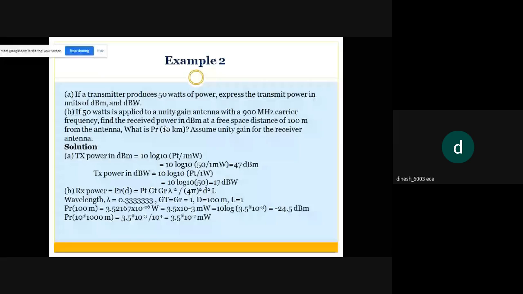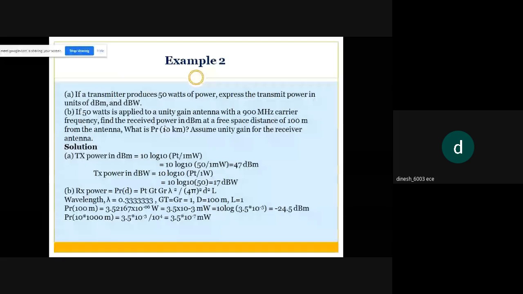Multiplication gives 3.5 into 10 power minus 6 watts, approximately 3.5 into 10 power minus 3. So take 10 log.